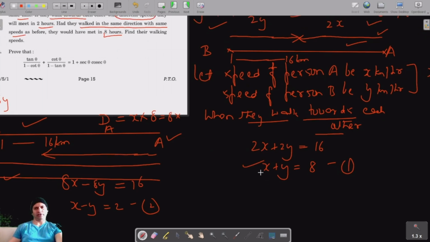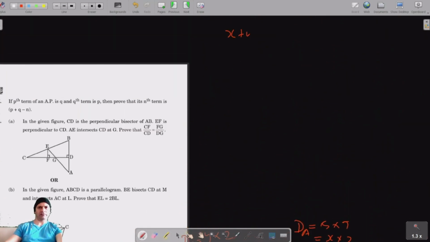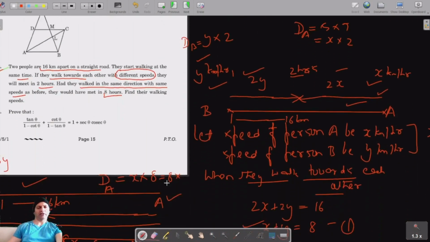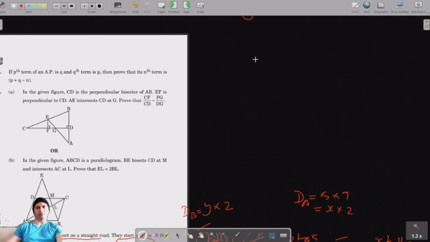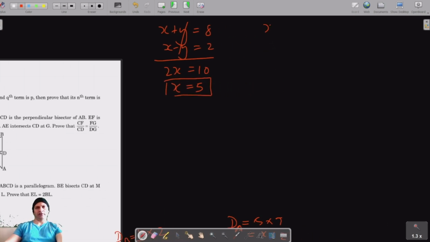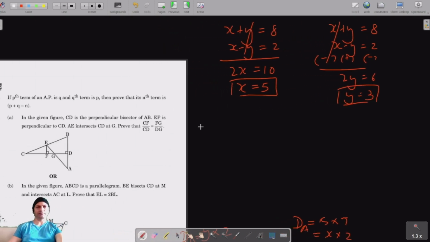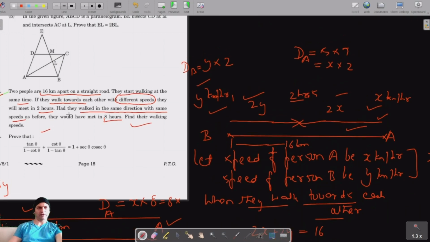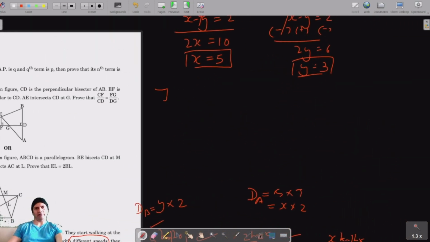Let's now resolve these two sets of equations. The first involves x plus y is equal to 8, and the second involves x minus y is equal to 2. Adding them, x is equal to 5. Similarly, we subtract them: x plus y is equal to 8, x minus y is equal to 2. Subtracting, this gives us 2y is equal to 6, so y is equal to 3. So their respective walking speeds are 5 and 3 kilometers per hour.